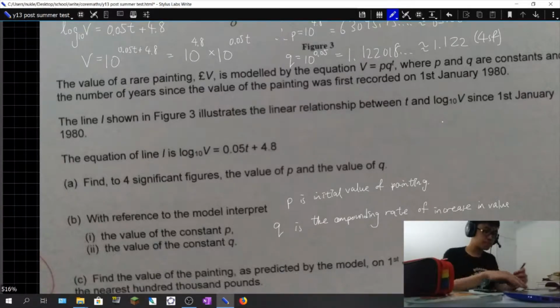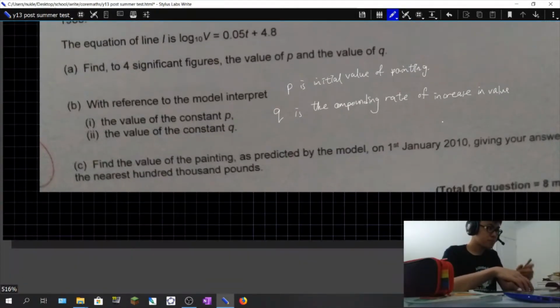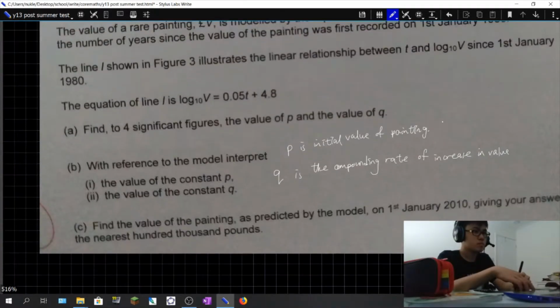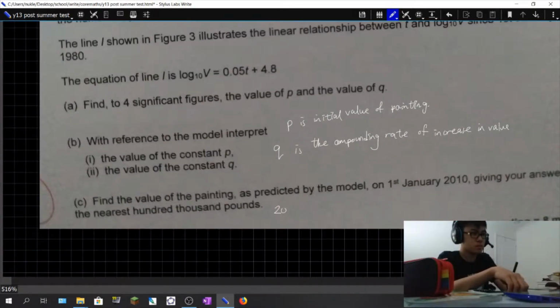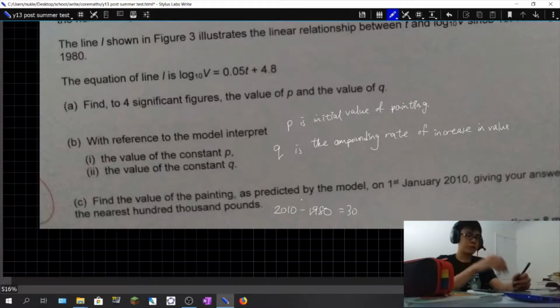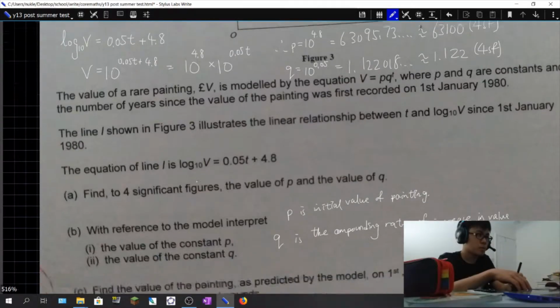Oh, sorry about that. So we want to find the value of the painting in 2010. Okay. So we started at 1980. So how many years would pass between that? That's going to be 30 years. So t's in years, right? Yep. Okay, number of years.